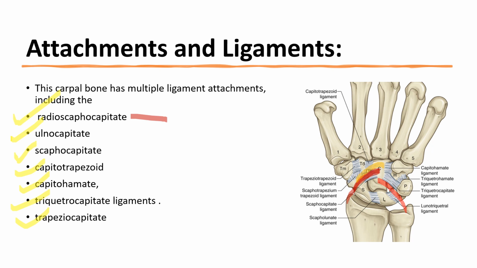The capitotrapezoid ligament provides attachment from the capitate to the trapezoid. The capitohamate ligament provides attachment from the capitate bone to the hamate. The triquetrocapitate ligament starts from the triquetrum and provides attachment to the capitate. Then the other one is the trapezocapitate ligament, which provides the attachment from the trapezoid to the capitate.